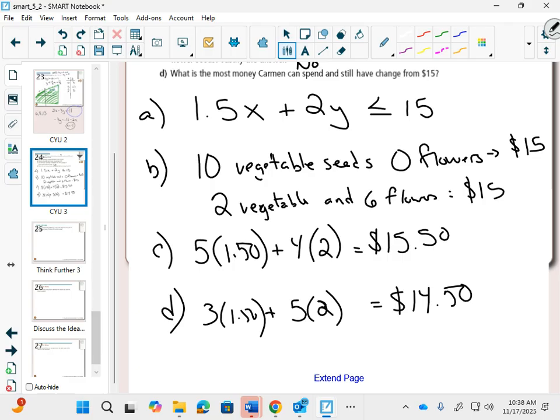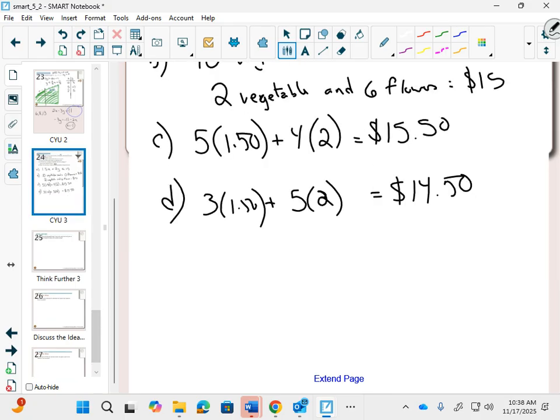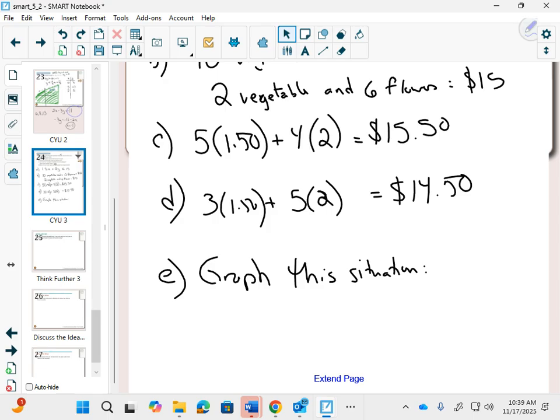I'm going to add a part E, because I think I've added one like this on your test. We are going to graph this. The graph is weird. Okay? So first of all, we're going to graph this situation. And it's not as simple as just graphing the line and shading it.